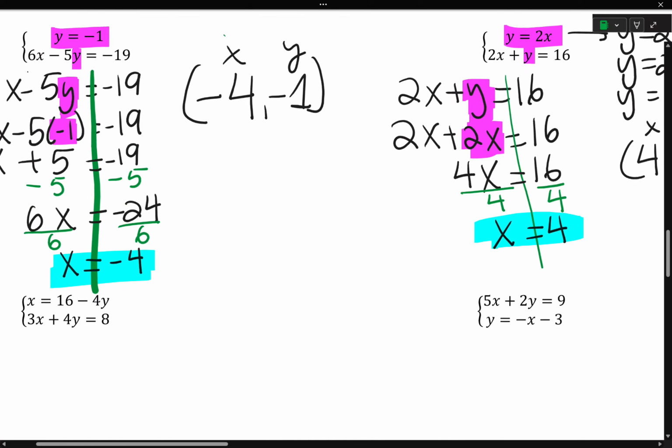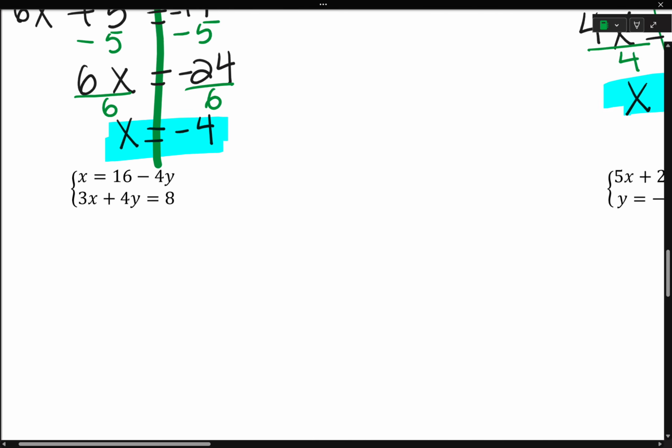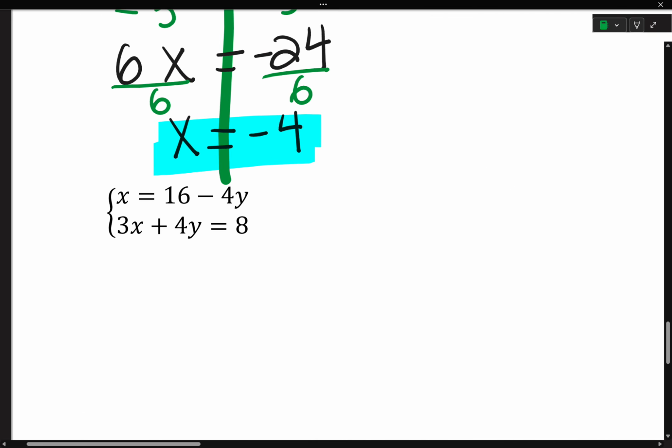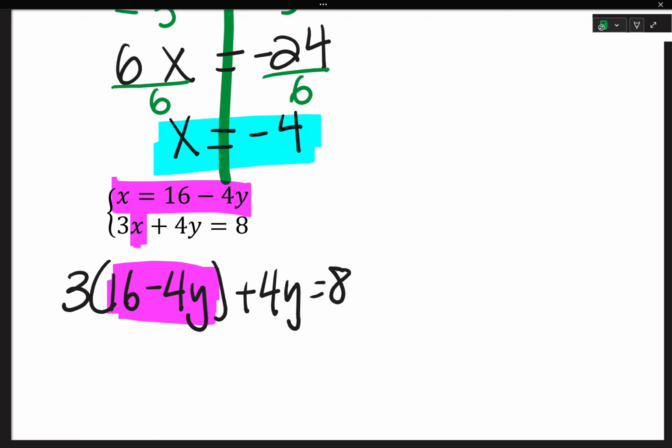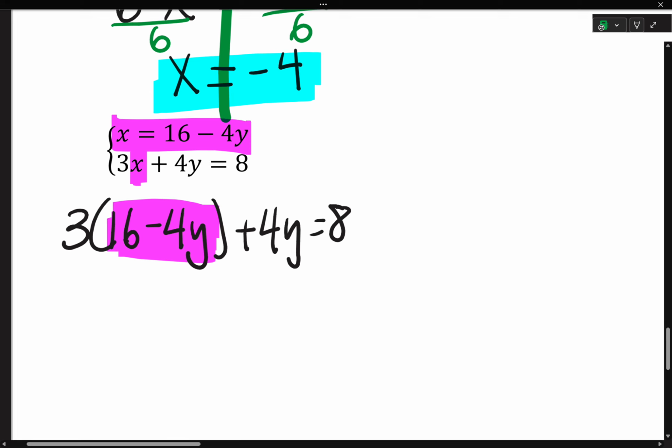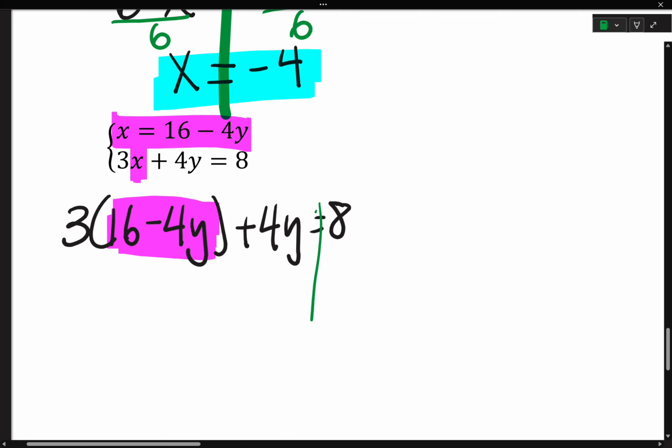Let's try another one. Ooh, this one has a little bit more to it. It's juicier. I have an x equals here, which means I'm going to be replacing x. So instead of 3x plus 4y, I'm going to have 3 times 16 minus 4y plus 4y equals 8. So I took x and I replaced it. All right, this requires a couple more steps, but that's okay.